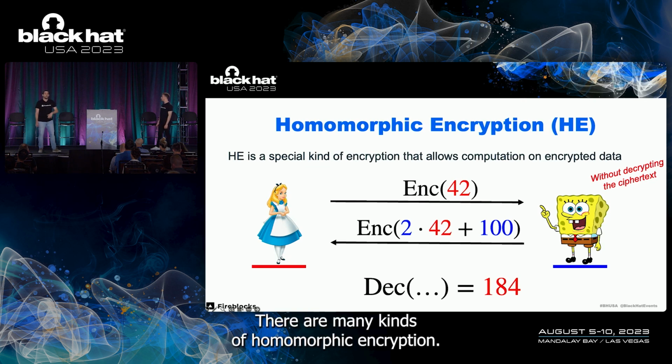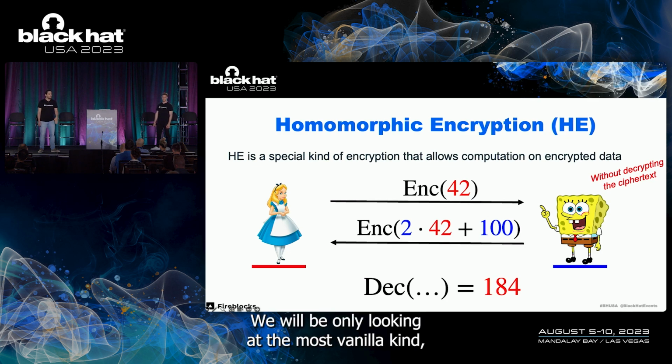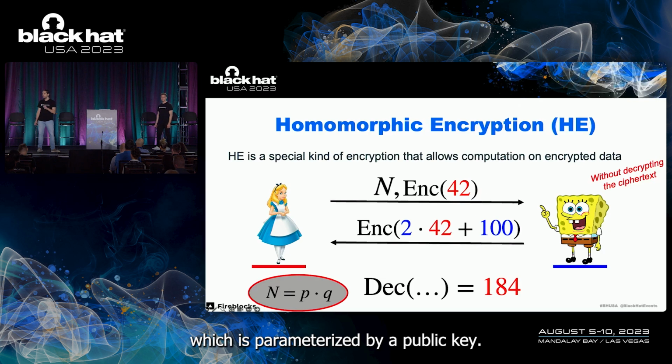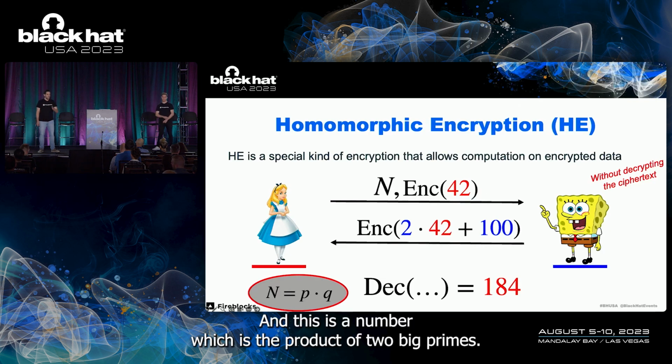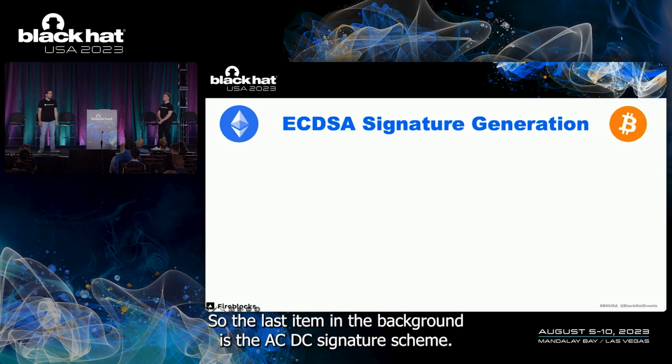That's homomorphic encryption. There are many kinds of homomorphic encryption. We will not be diving into any of them. We will be only looking at the most vanilla kind, which is parameterized by a public key n. This is a number, which is the product of two big primes, and this detail will become relevant later in the talk. Great. So the last item in the background is the ECDSA signature scheme.